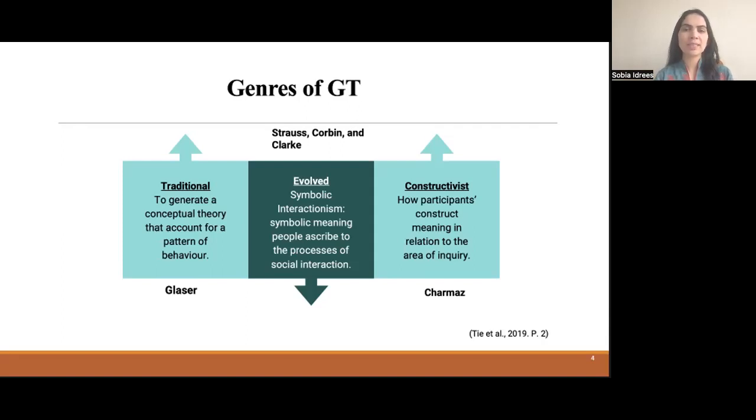You might have noticed that there are commonalities across all types of grounded theory, but there are factors that distinguish differences between the approaches, including the philosophical position of the researcher, the use of literature, and the approach to coding, analysis, and then theory development.